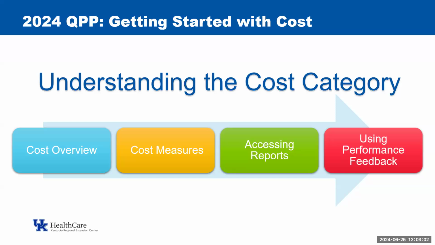Our goal today is to really help you better understand the category basics, the different types of cost measures that are out there, how and where to get your reports, and lastly, how you can use the feedback from your MIPS final reports to dig into patient populations to improve their overall outcome and manage costs.